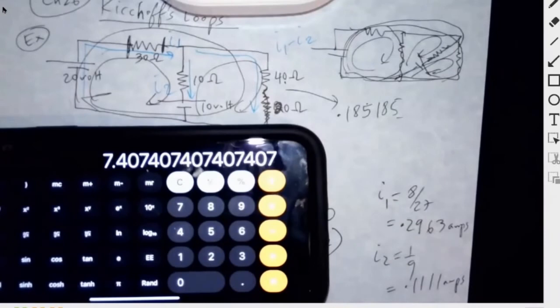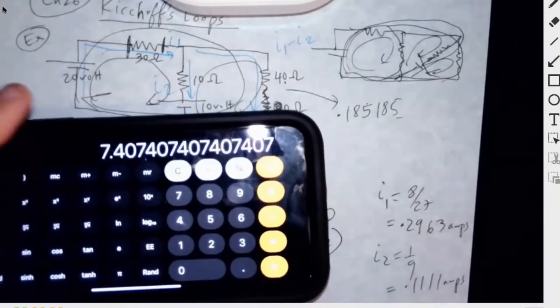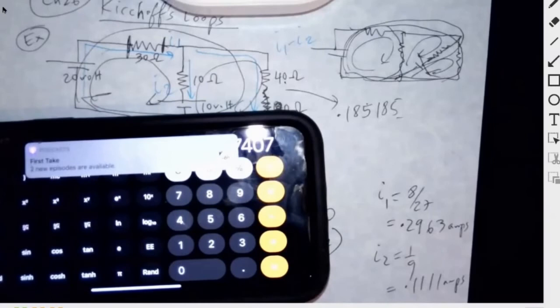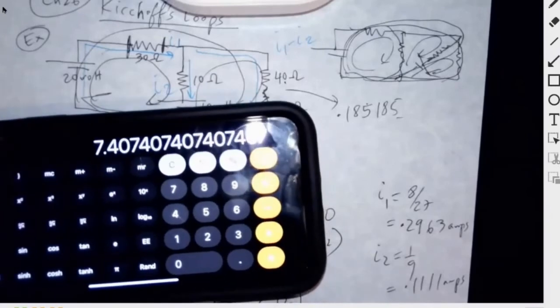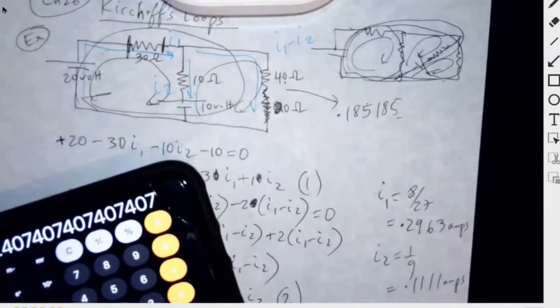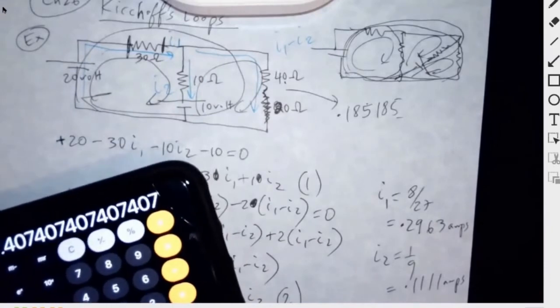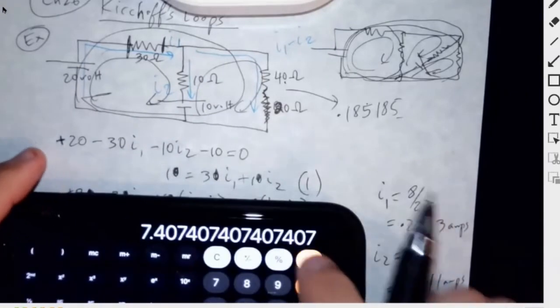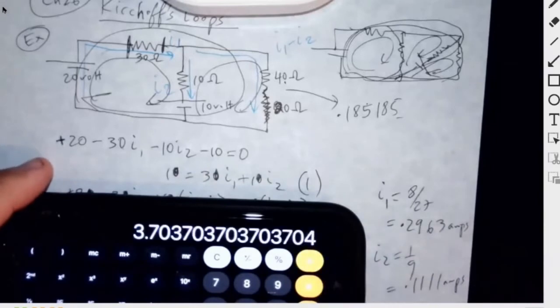So the current is going this way. And the current here is going this way. So here the drop is going to be half of this, right? 3.7037 volts.